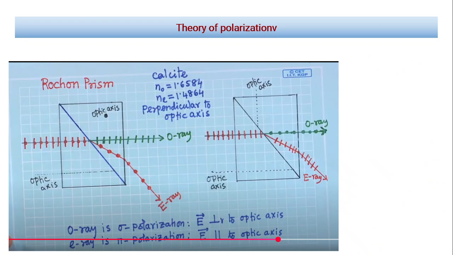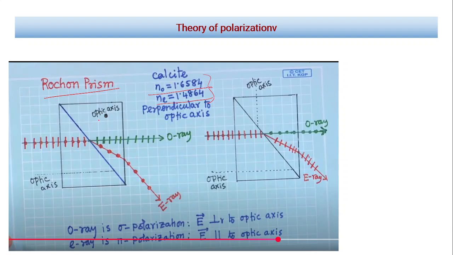Similar to the Nicol prism, we have different kinds of prisms, like this Rochon prism. What we do here, again we will be using calcite, and the refractive index for the ordinary ray is more than the E ray. This we are talking about, of course, away from the optics axis. Along the optics axis, the refractive index is the same for both, but in other directions it's different.